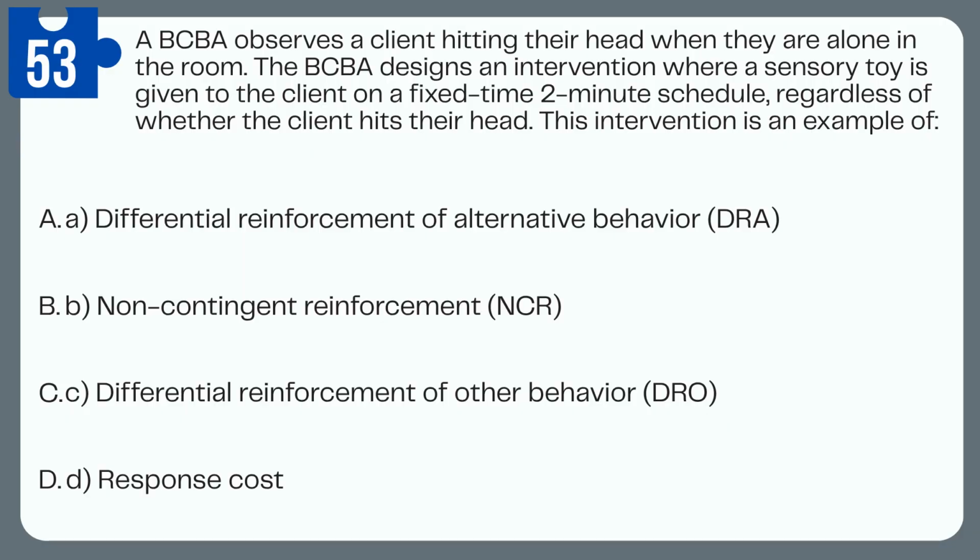Question 53. A BCBA observes a client hitting their head when they are alone in the room. The BCBA designs an intervention where a sensory toy is given to the client on a fixed-time 2-minute schedule, regardless of whether the client hits their head. This intervention is an example of A. Differential reinforcement of alternative behavior, DRA. B. Non-contingent reinforcement, NCR. C. Differential reinforcement of other behavior, DRO. D. Response cost.